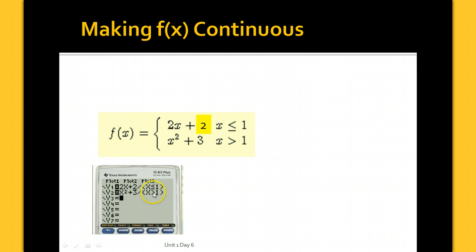So let me show you where to find those symbols. The parentheses you know, the x I hope you know, the symbols less than or equal to and greater than are going to be the symbols you need to know where to find. And they are under second math. And second math offers all of those symbols there. And so when you enter in y1, you'll get this less than or equal to. When you enter in y2, you'll get the greater than.